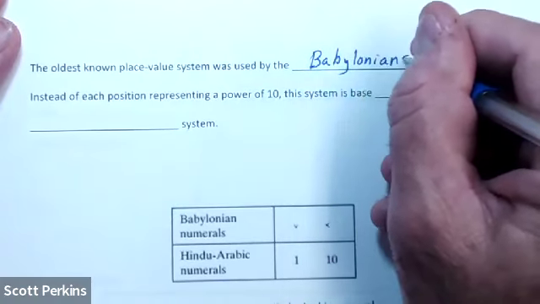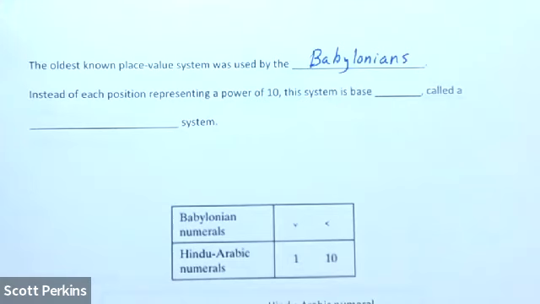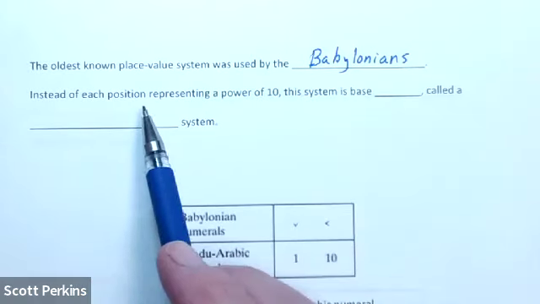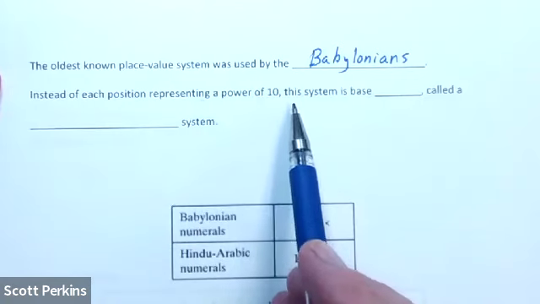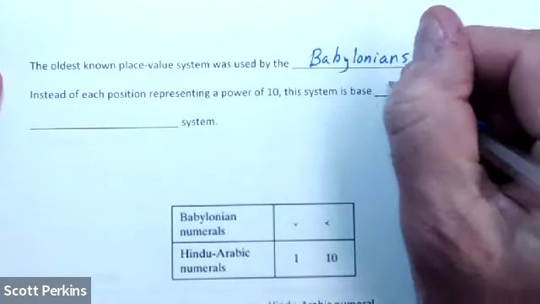Now, history is not my strong suit, but the Babylonians existed long before the Romans and the Greeks did. In the Middle East area, they had one of the great world empires for a long time, and they were also amazing astronomers. And so that kind of is why I think that instead of each position representing a power of 10, like we do, this system is what's called base 60.